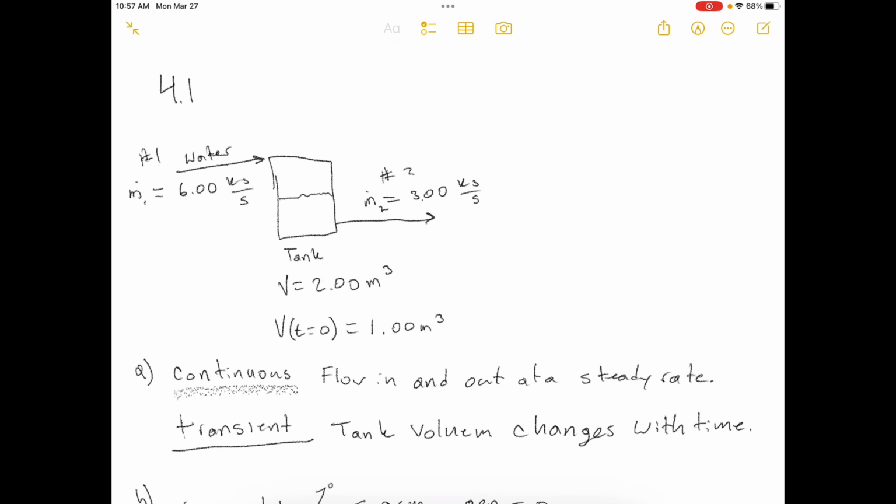Today we're working in Chapter 4, problem number 4.1. I'll read the problem statement. Water enters a 2.00 meter cubed tank at a rate of 6 kilograms per second and is withdrawn at a rate of 3 kilograms per second. The tank is initially half full. Part A. Is this process continuous, batch, or semi-batch? Is it transient or steady state?